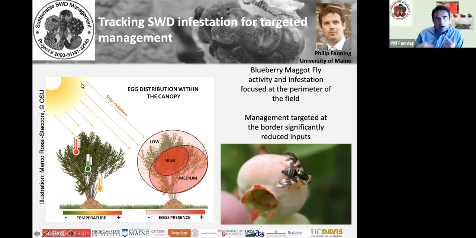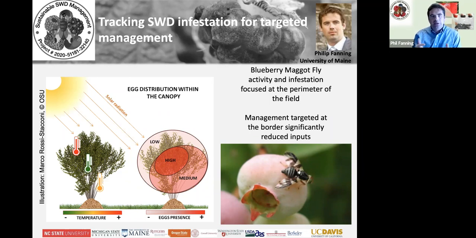And our early work in recognizing that drove us to doing management for that pest targeted around the border or the perimeter of the sprays. And that significantly reduced the inputs and the costs associated with managing that pest. So in recent years, we have been tracking the infestation associated with spotted wing Drosophila.